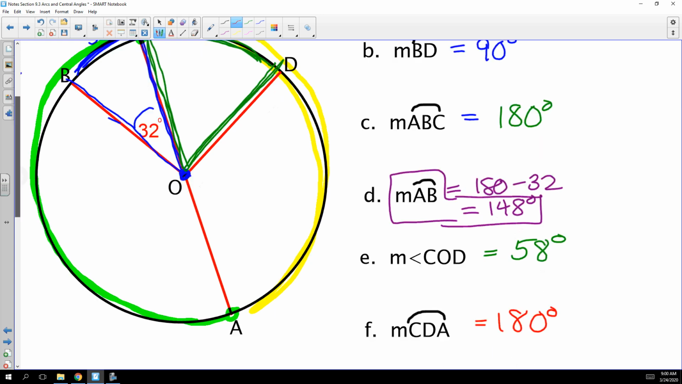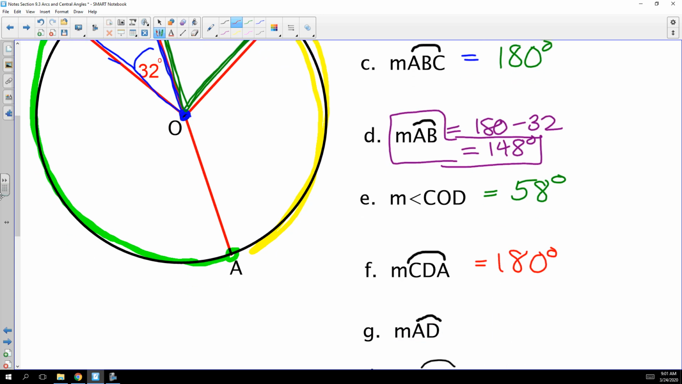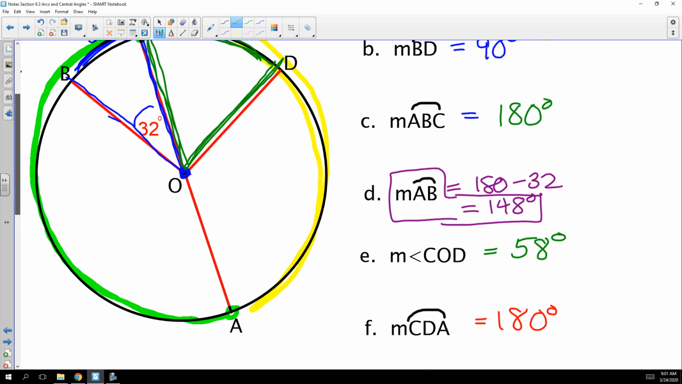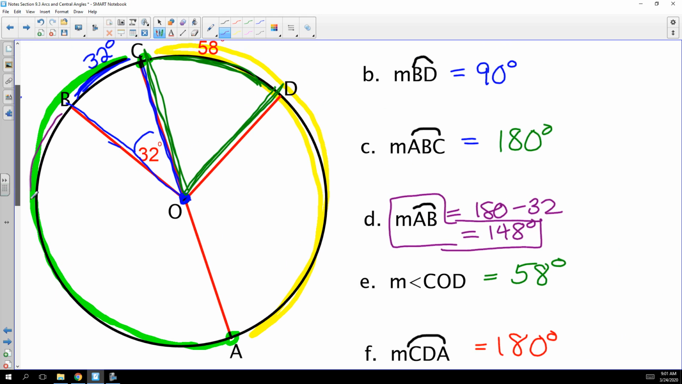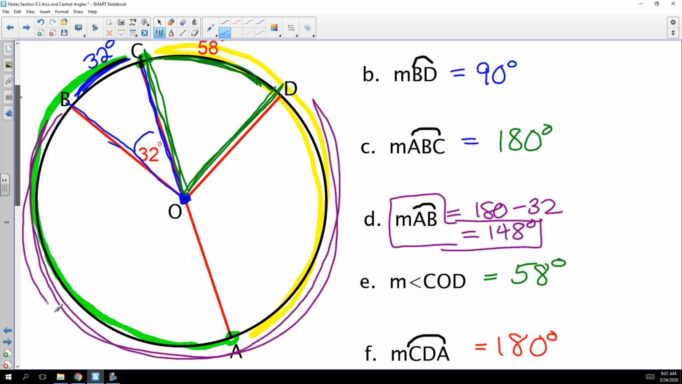Good. Okay, and then we want to find the measure of arc AD. So again, we can do 180 minus 58. This is going to be 180 minus 58, which is going to be equal to 122 degrees. Now I want to find the measure of arc BAD. That's a little funky one right here. BAD starts at B, goes through A first, and then comes around here to D, right? Here's arc BAD. That's the big question mark right there.